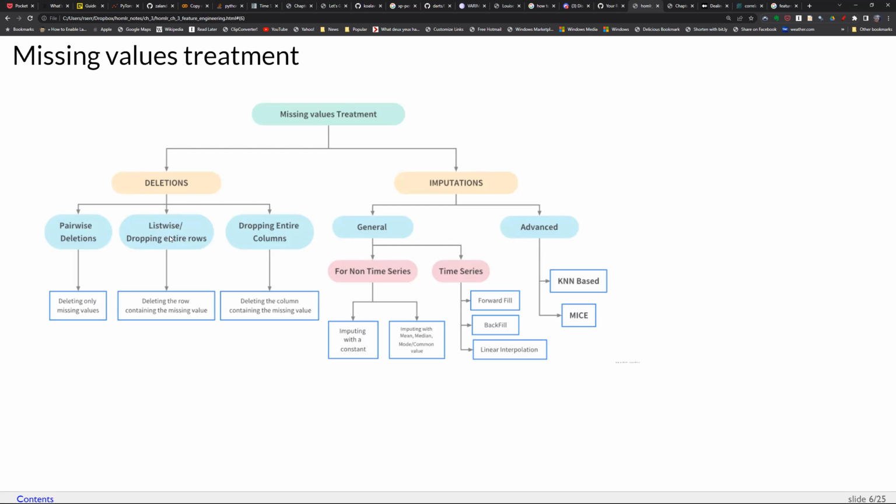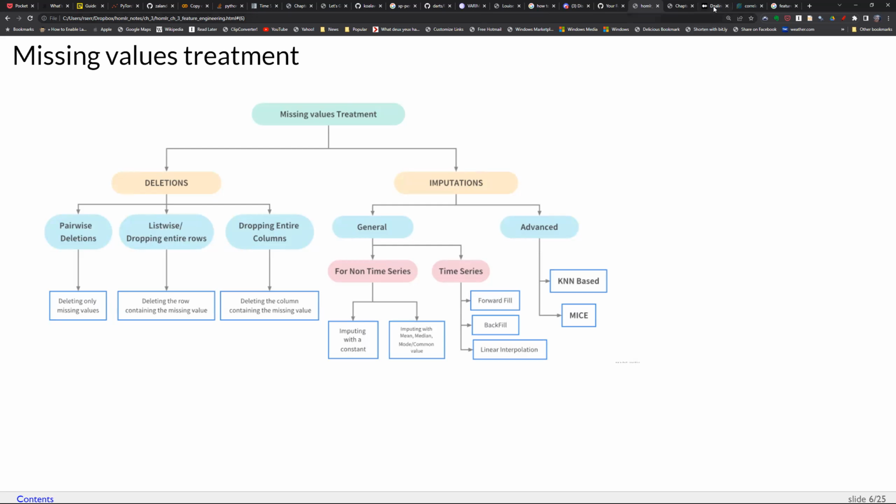It's called listwise. Okay, so the pairwise. The pairwise was one that I had a little bit of difficulty understanding. What do they mean by pairwise deletions? In fact, you are going to delete only some missing values.